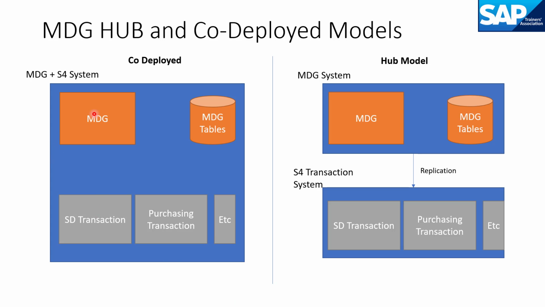So now there are two things, or deployment models. It might confuse you, but don't worry about it. It's just something that you might need to know at an architect level. But if you are new to MDG, you are not expected to know this. Okay. So there are two models: co-deployed model and hub model.